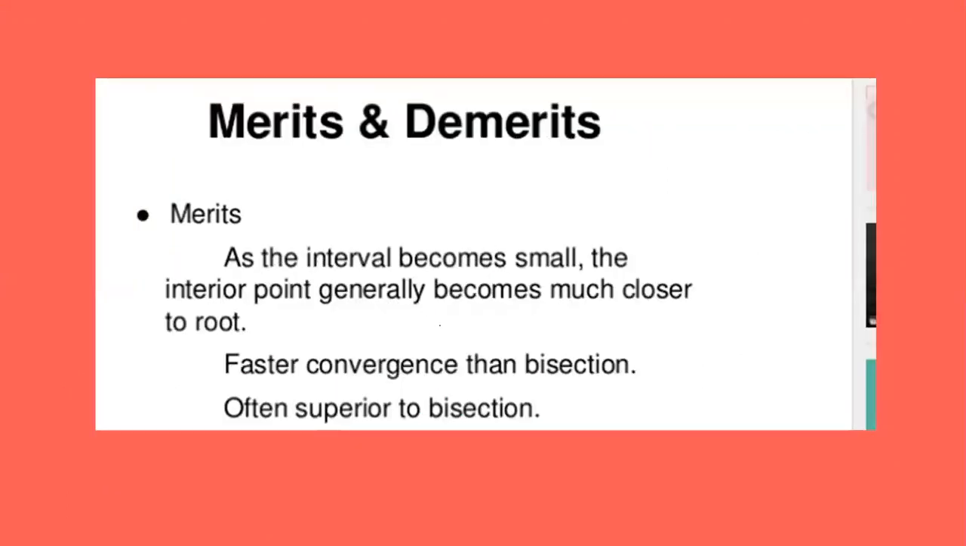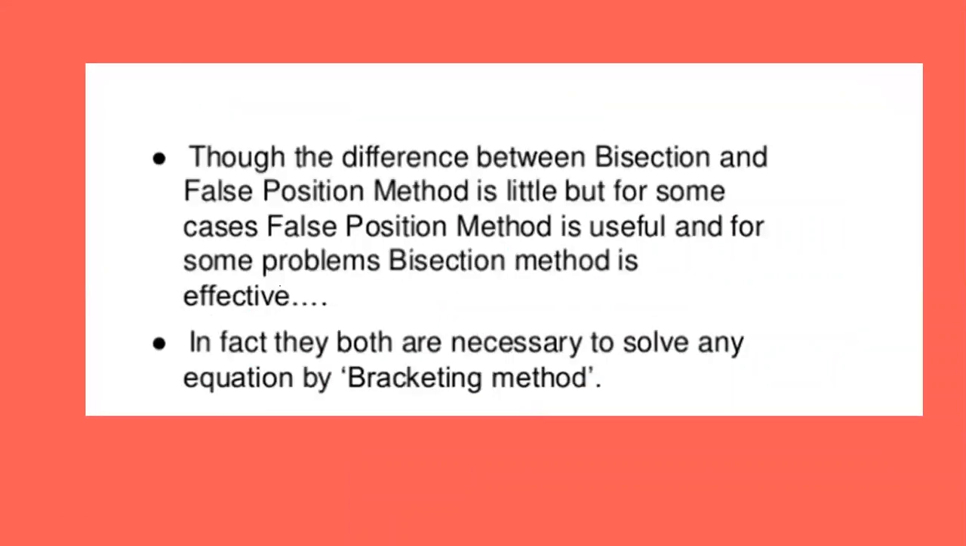Merits and demerits. As the interval becomes small, the interior point generally becomes much closer to the root, giving faster convergence than bisection, often superior to bisection. Though the difference between the bisection and false position methods is small, for some cases the false position method is useful, and for some problems the bisection method is effective. Already I have explained this in two problems. In one problem, the bisection method is better. In the other problem, the false position method is better. In fact, both are necessary to solve any equation by the bracketing method.